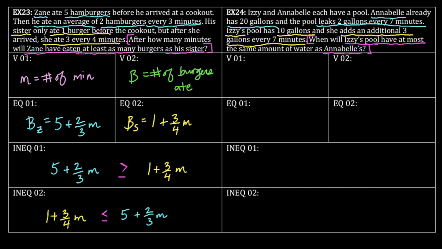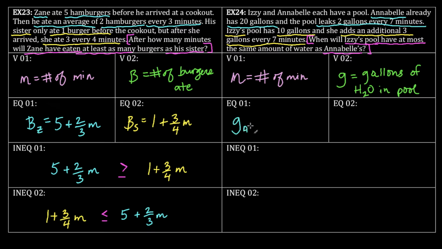So ultimately we're talking about the amount of water, right? And we measure water in gallons. So I'll put gallons of water in each pool. And that will ultimately depend on the number of minutes.